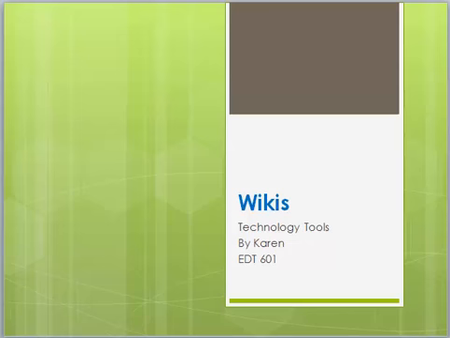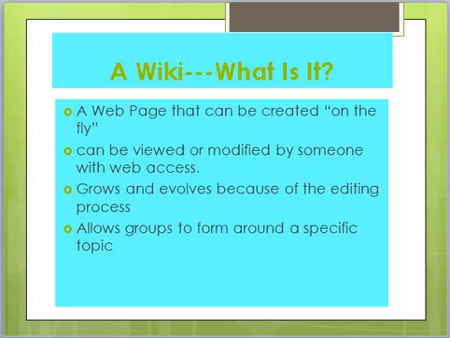A wiki, first of all, you need to know what it is. It's a web page created on the fly, so to speak. It can be viewed or modified by someone as long as they have web access. A wiki also grows and evolves because of the editing and saving that is performed by its members. A wiki allows groups to form around a specific topic.